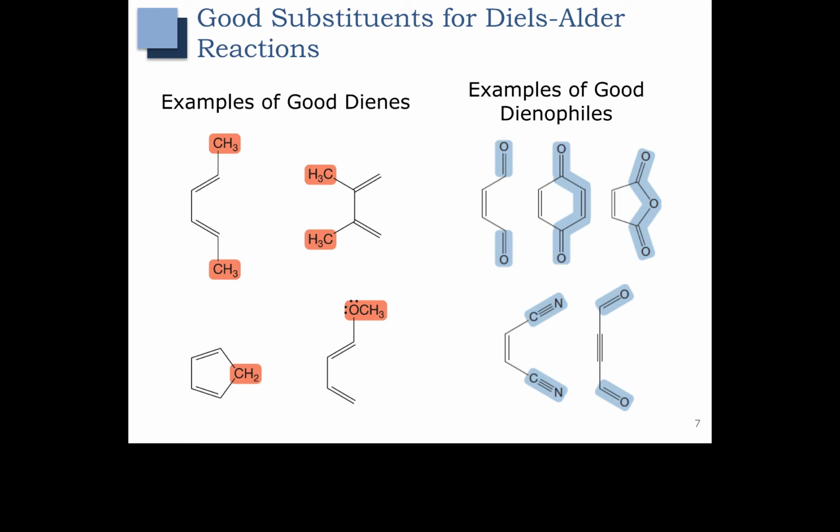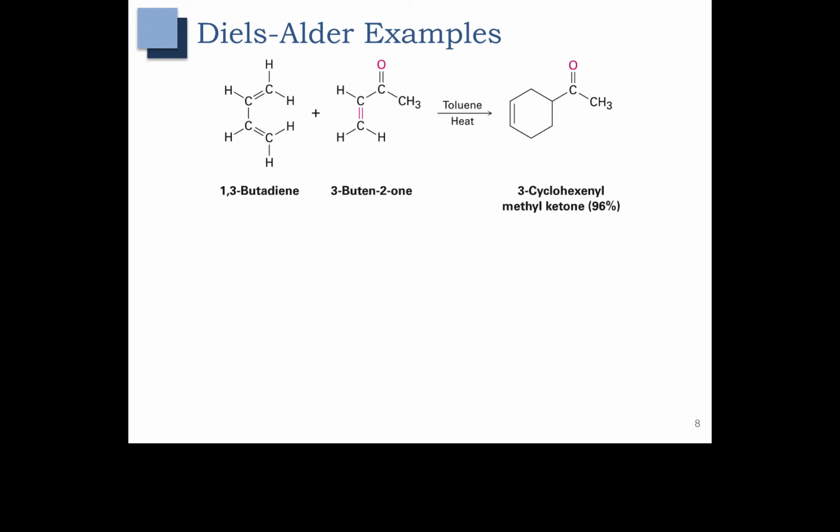Let's look at a specific example of a reaction that can proceed better. In this example, we have 1,3-butadiene, and now for the dienophile, we have an electron withdrawing group. Now that there is an electron withdrawing group on the dienophile, the reaction is going to proceed faster. You see that we can get this reaction to go in toluene with a little bit of heat. Toluene is just the solvent used for this reaction, and the yield is pretty good at 96%.